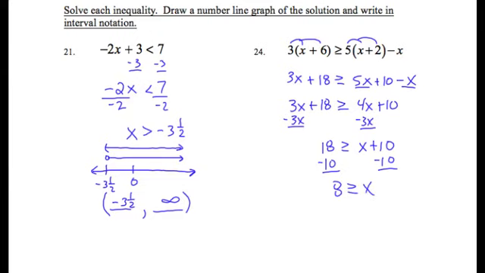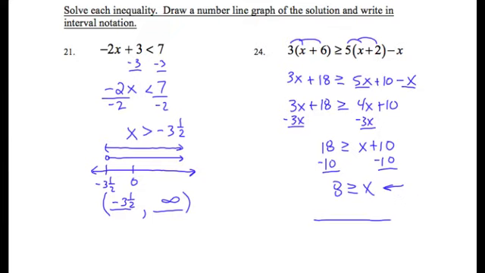Now, we always want to read this from the perspective of the variable. Reading that 8 is greater than or equal to x is really going to be difficult to make our number line and our interval notation. But if we read it from right to left, from the perspective of the variable, which says x has to be less than or equal to 8, it makes it a lot easier. So we want values that are less than or equal to 8.